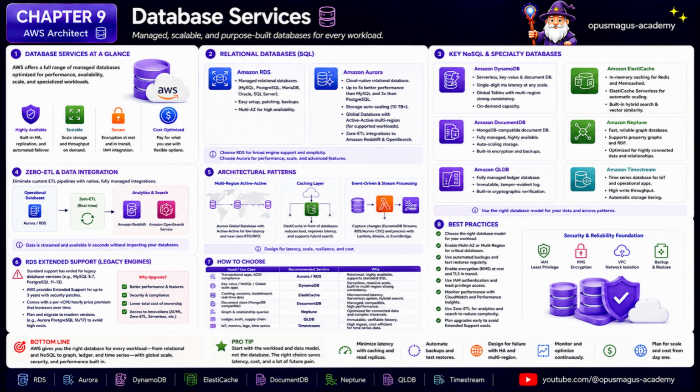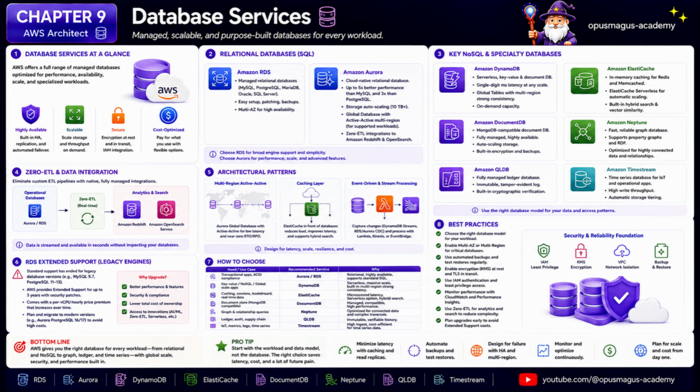DynamoDB is AWS's flagship NoSQL database. It is a serverless key value and document database built for very high scale and low latency access. DynamoDB is a strong fit when the access patterns are known, queries are predictable, and the workload needs massive throughput without managing database servers. It is widely used for event-driven systems, user profiles, session data, metadata stores, high-volume APIs, and serverless architectures.